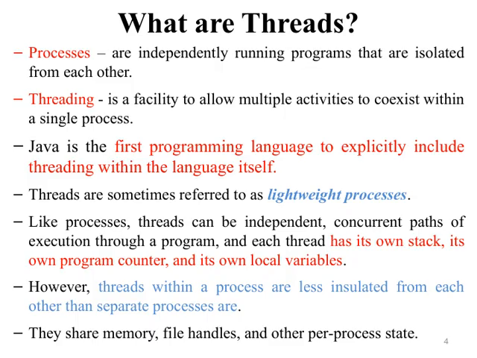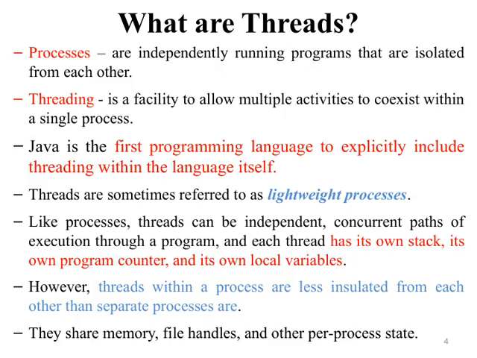Threads are often called lightweight processes because they share many resources but still function as separate paths of execution. Each thread has its own stack, which is like its personal workspace, its own program counter to track where it is in execution, and its own set of local variables. This setup allows each thread to operate independently within the process. However, unlike separate processes, threads within the same process are less insulated from each other. They share important resources like memory, file handles, and other process-wide states. This shared environment can be powerful because it allows threads to communicate easily, but it also means we need to be careful to avoid conflicts or data corruption.